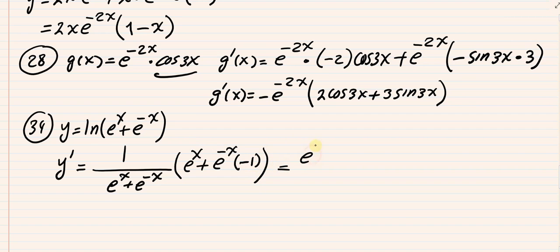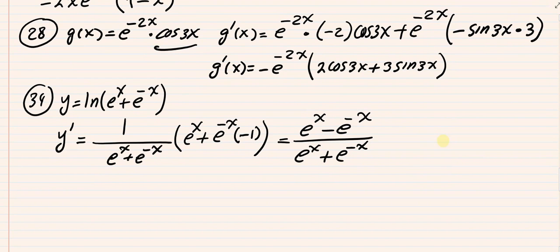So that's going to be e to the x minus e to negative x divided by e to the x plus e to negative x. And that's an interesting function, actually, the derivative here. This turns out to be some kind of a hyperbolic function. Later on we talk about hyperbolic functions, but that's interesting, the way this function turned out. So that's all that is. That's the derivative in number 34.